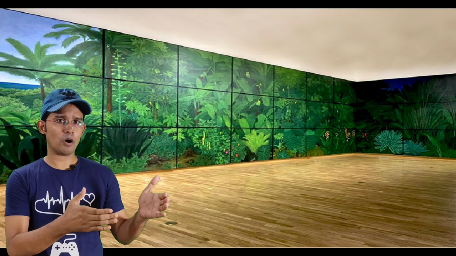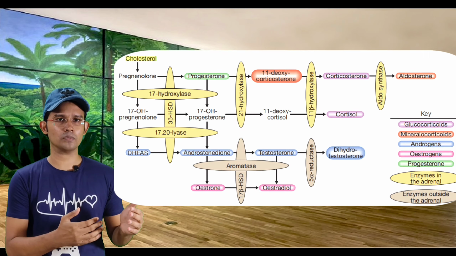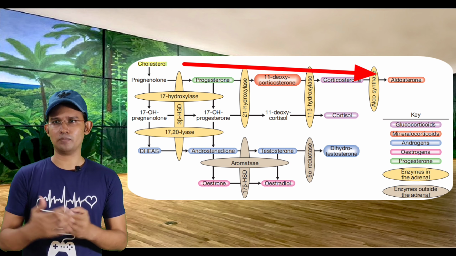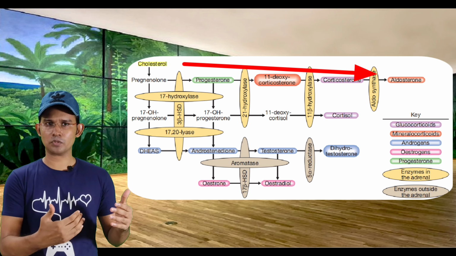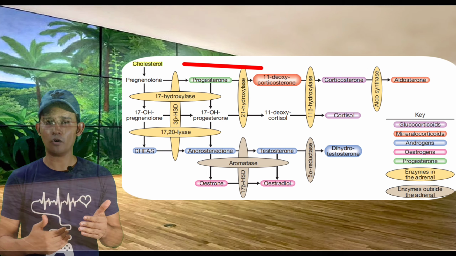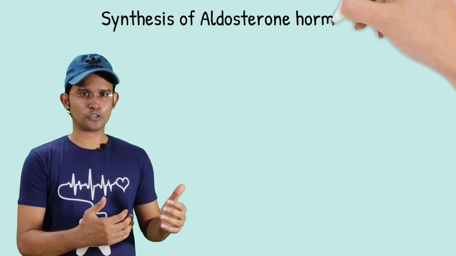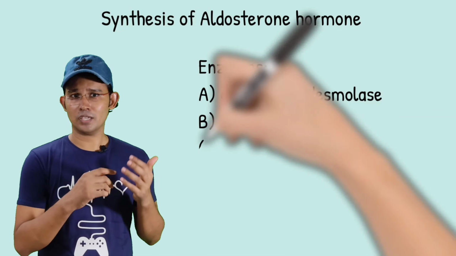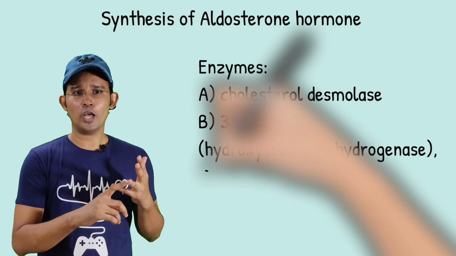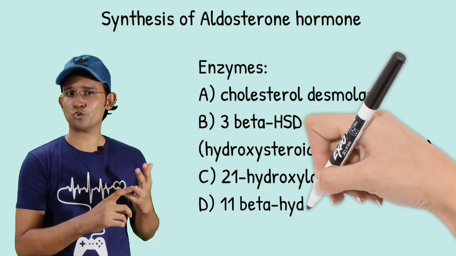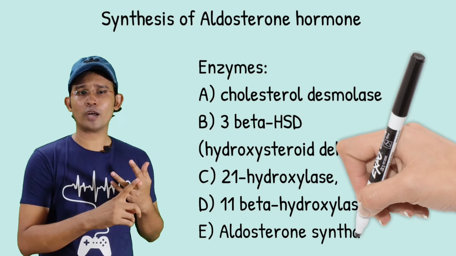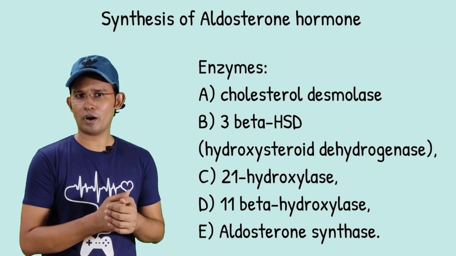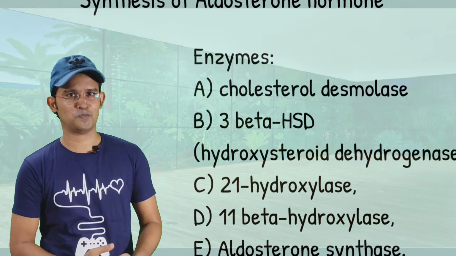Now if we look at the synthesis of the aldosterone hormone, firstly we need to think about the steps and also the enzymes. First we see the enzymes, then we will talk about the steps. The enzymes needed for aldosterone hormone synthesis are: number 1, cholesterol desmolase, number 2, 3 beta hydroxysteroid dehydrogenase, number 3, 21 hydroxylase, number 4, 11 beta hydroxylase, and number 5 is aldosterone synthase.